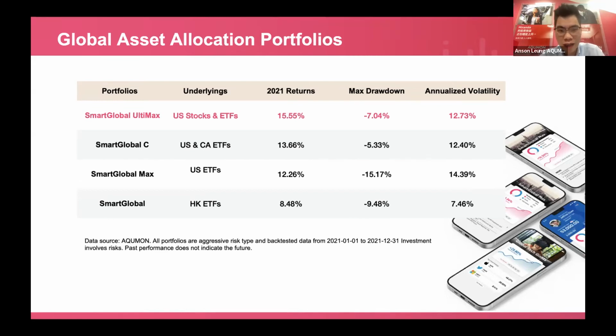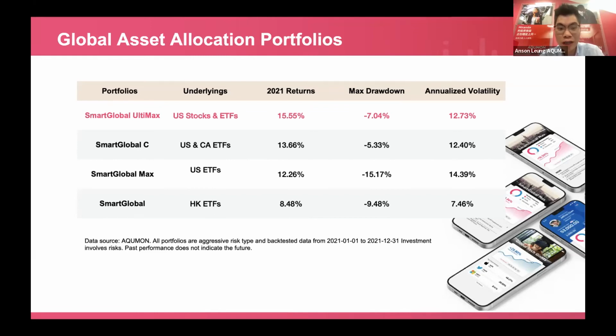The next best performing would be the Smart Global C portfolio. It has some crypto exposure: within this portfolio, we have around a 5% Bitcoin exposure. So, riding on the trend of cryptocurrency, this portfolio has an annualized performance of around 13%. The volatility is quite good.